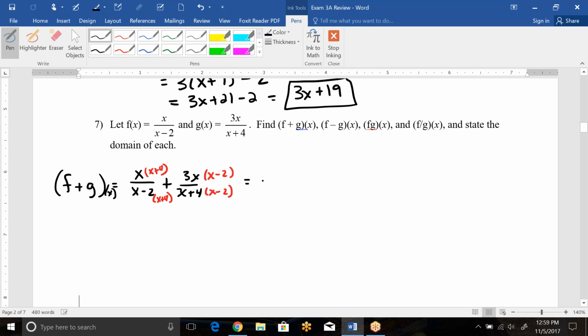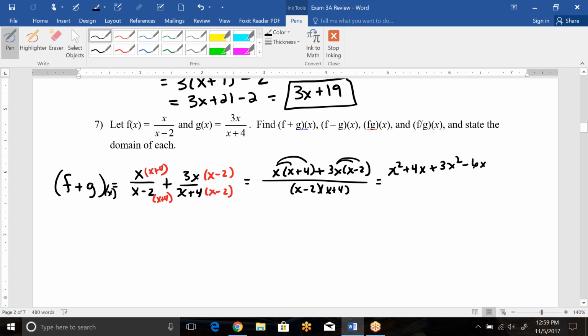So then I would have all over x minus 2 and x plus 4. On the top here, I'm going to have x times x plus 4 plus 3x times x minus 2. You do not want to try to cancel anything here because there's still a plus sign right there. You're going to have to distribute out the tops. That's our next step. So this is x squared plus 4x plus 3x squared minus 6x.